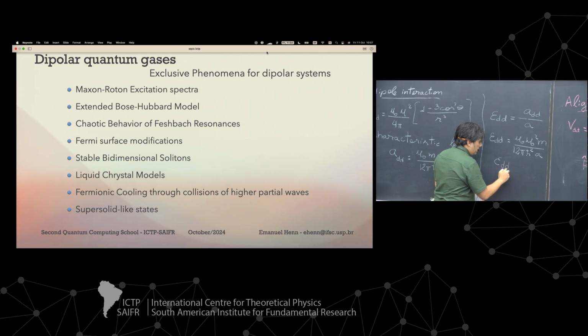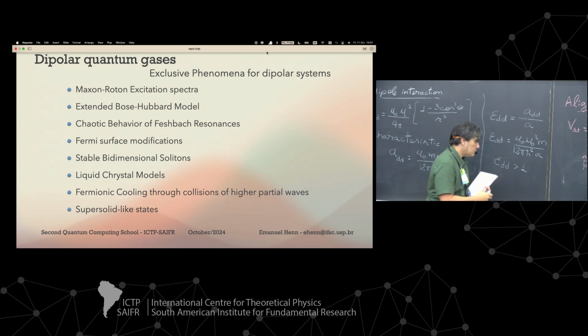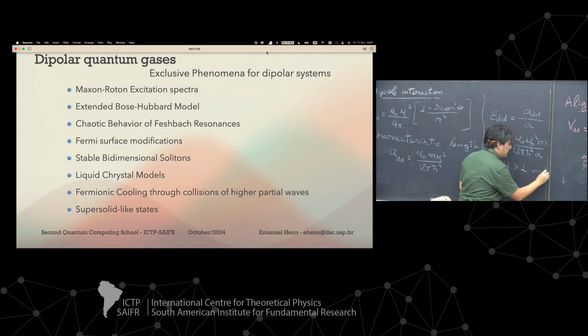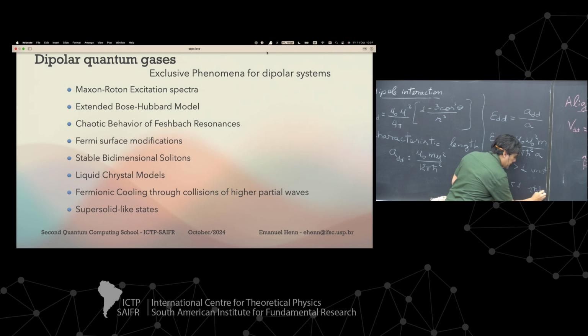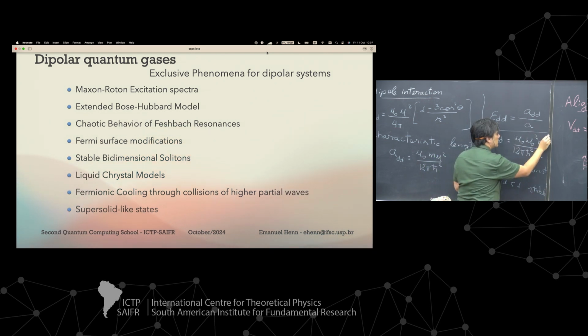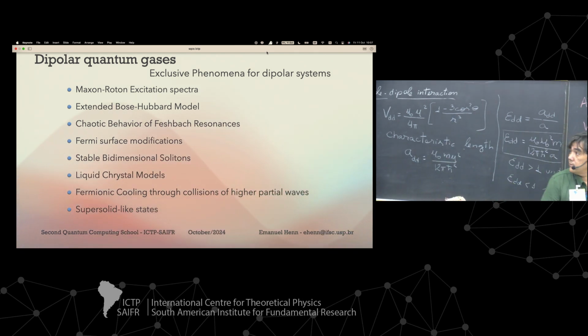In these conditions, if EDD is larger than 1, the condensate is unstable. It just explodes. And if it's smaller than 1, it's stable. Okay, this is how people decided to define this thing. But of course, if I go to other traps that are not completely round, this is not true anymore. Okay, good, fine.